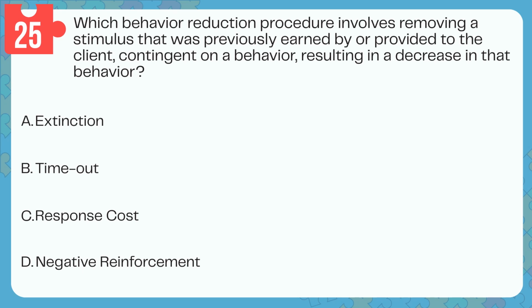Question 25. Which behavior reduction procedure involves removing a stimulus that was previously earned by or provided to the client, contingent on a behavior, resulting in a decrease in that behavior? A. Extinction. B. Timeout. C. Response cost. D. Negative reinforcement.